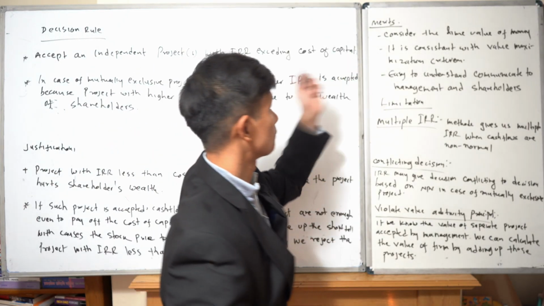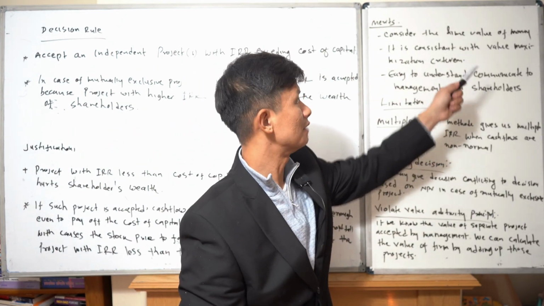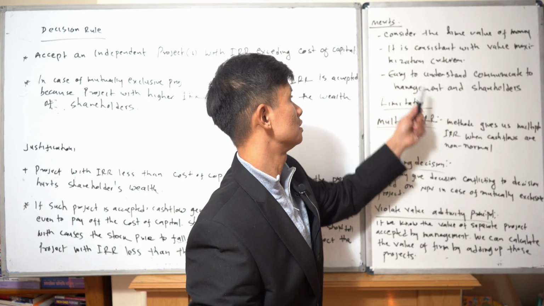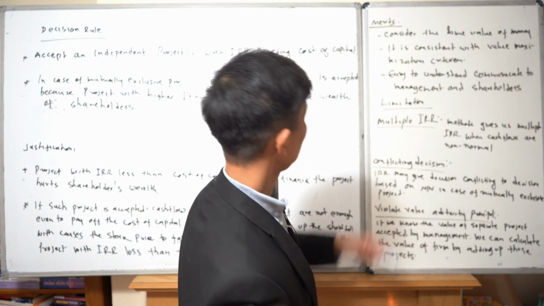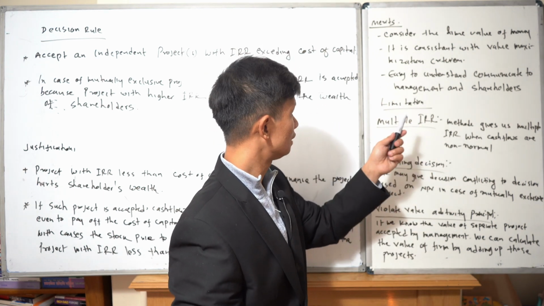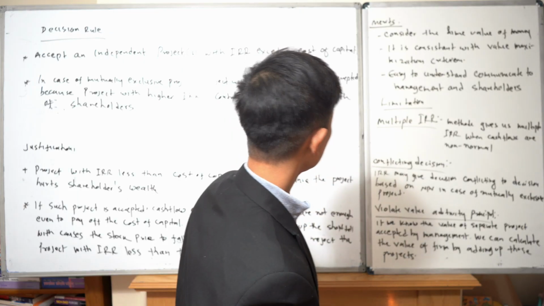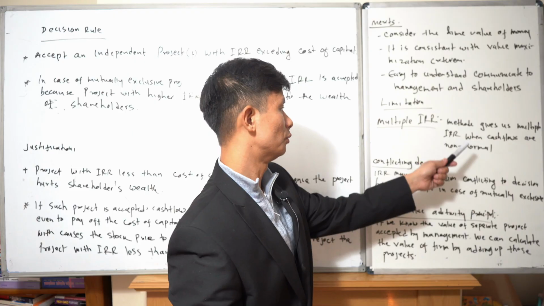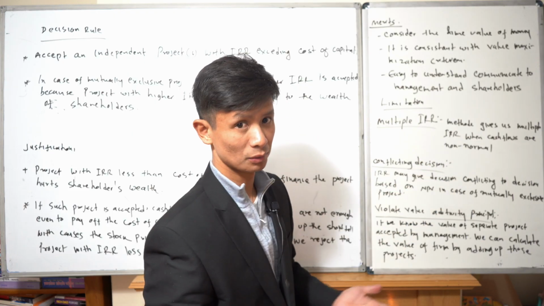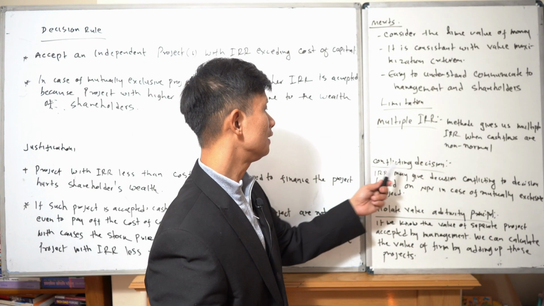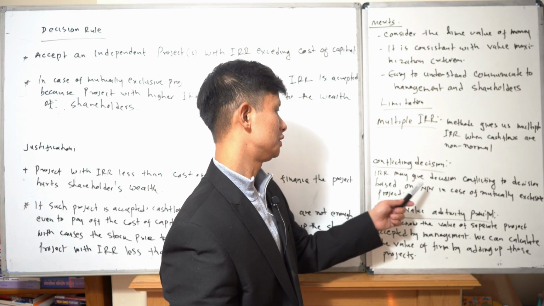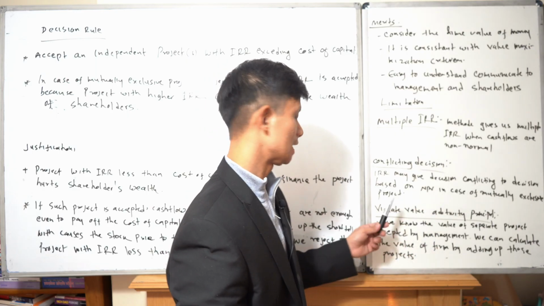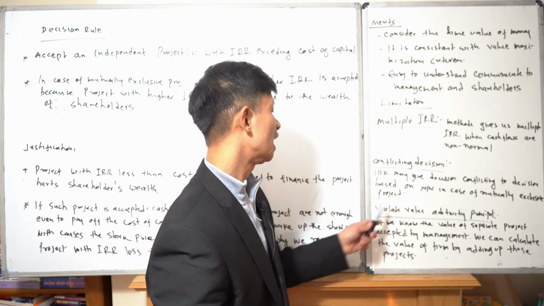Then what are the merits of this method? The first is, as we know, that it considers the time value of money. Secondly, it is consistent with the value maximization criterion. And thirdly, it is easy to understand and communicate to the management and shareholders. And its limitations. The first one is multiple IRR. The method gives us multiple IRRs when cash flows are non-normal. Secondly, conflicting decisions. IRR may give decisions conflicting with the decisions based on net present value in case of mutually exclusive projects.